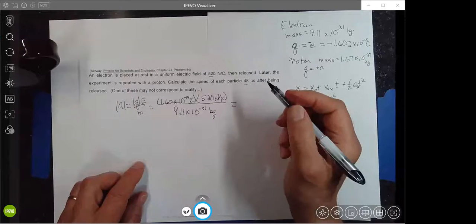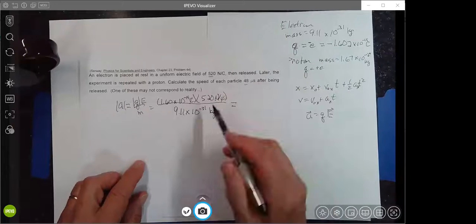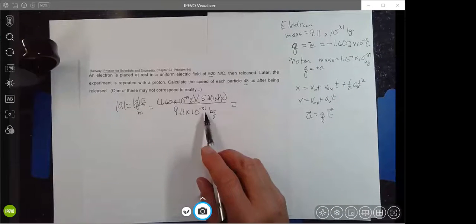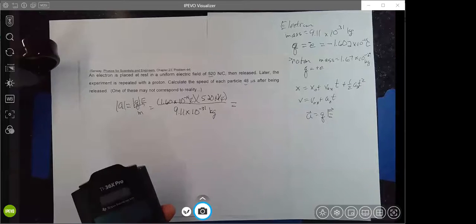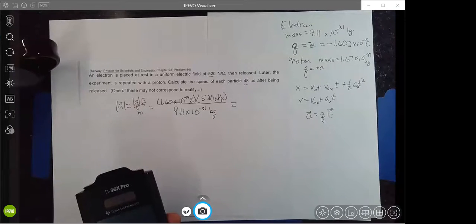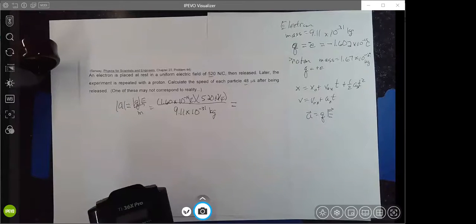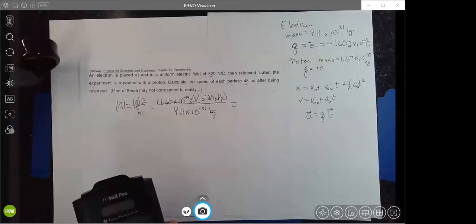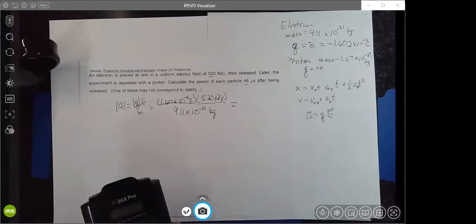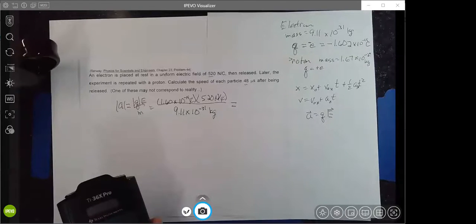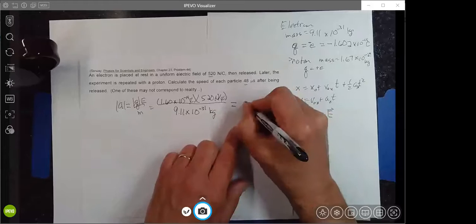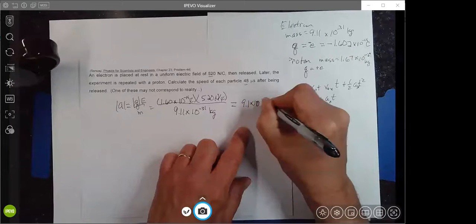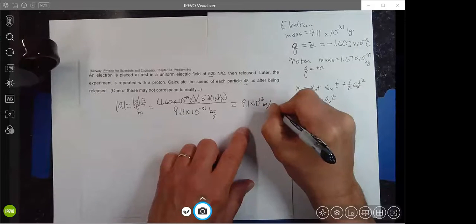And I think it's going to be kind of big, because 10 to the minus 19th divided by 10 to the minus 31 is 10 to the 12th. So that'll dwarf everything else going on in here. Whoops. Scientific notation. Yeah, we get an acceleration of 9.1 times 10 to the 13th meters per second squared.